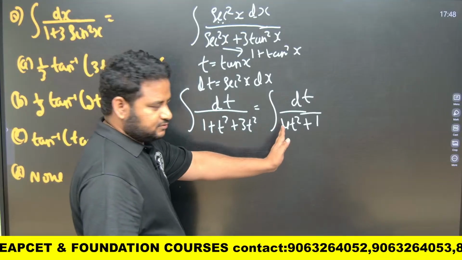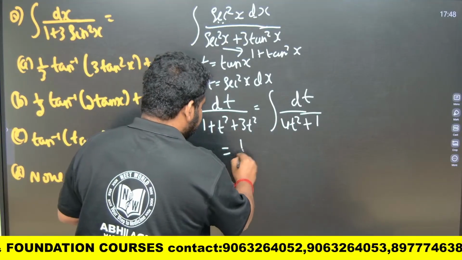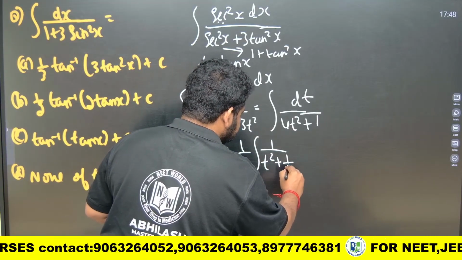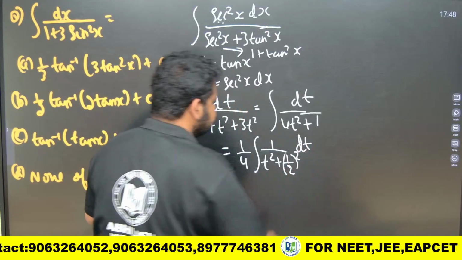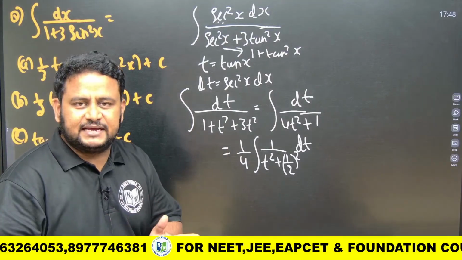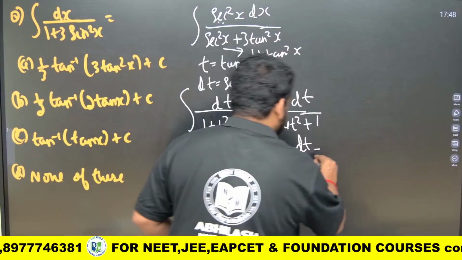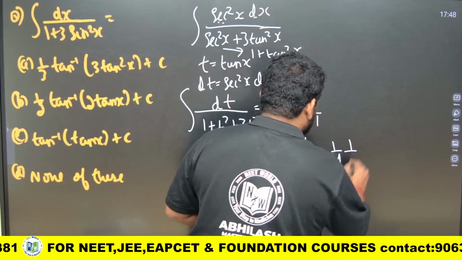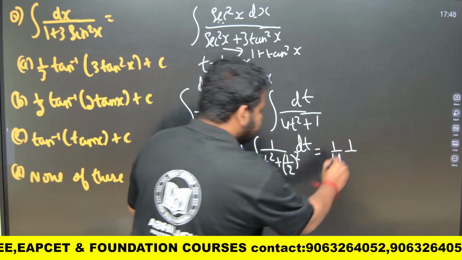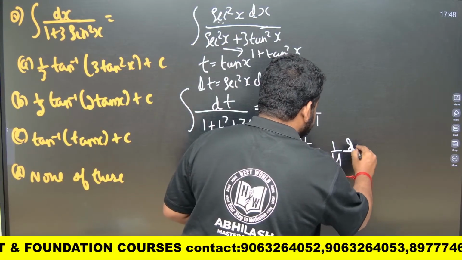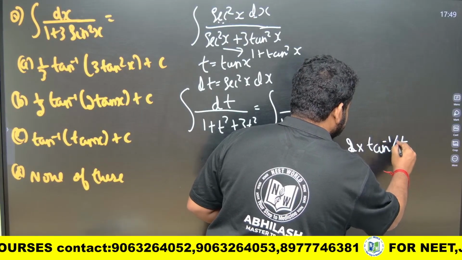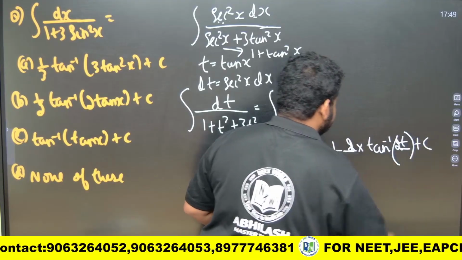So this is the integral of 1 by 4t square plus 1. If I take 4 outside, this will become 1 by 4 into the integral of 1 by t square plus 1 by 2 whole square dt. This is of the form 1 by x square plus a square, which is 1 by a tan inverse of x by a. So this becomes 1 by 4 into 1 by a. Here a is not 2, a is 1 by 2, so 1 by a is 2, and 2 goes up, into tan inverse of x by a, which is t by 1 by 2. So this will become tan inverse of 2t plus c.